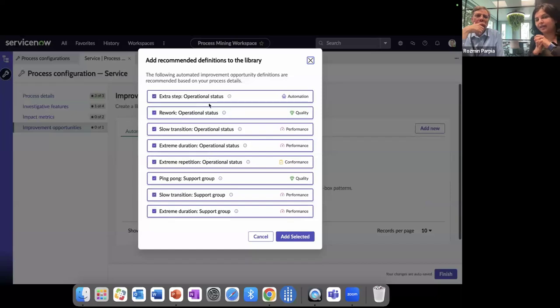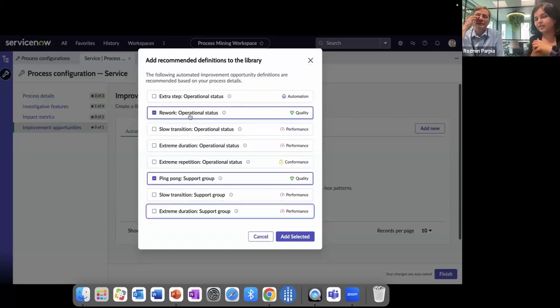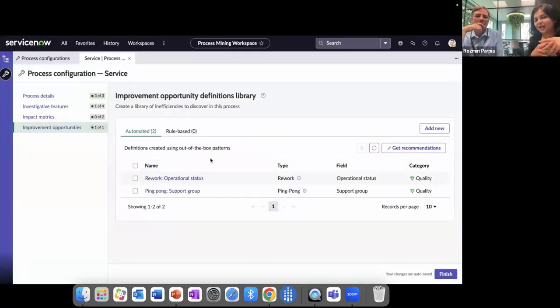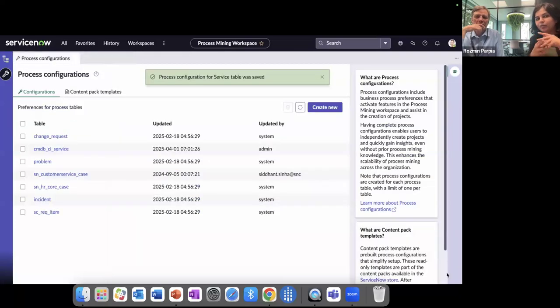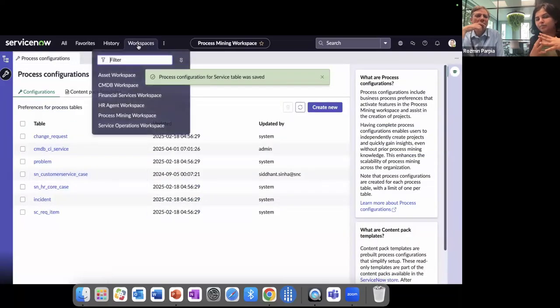And then these are the patterns that the machine has now given you out of the box without you using your brains. You can unselect a few patterns you're not interested in, but I'd select all of them and add them. And this is how the patterns get added to your initial setup. And you can use this now for mining multiple projects on CMDB CI service table.